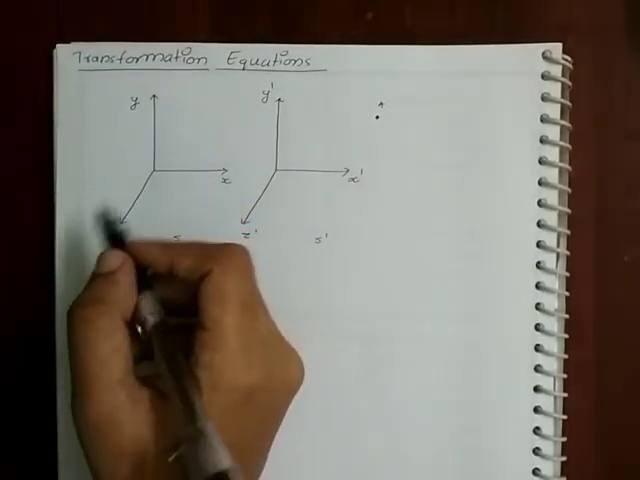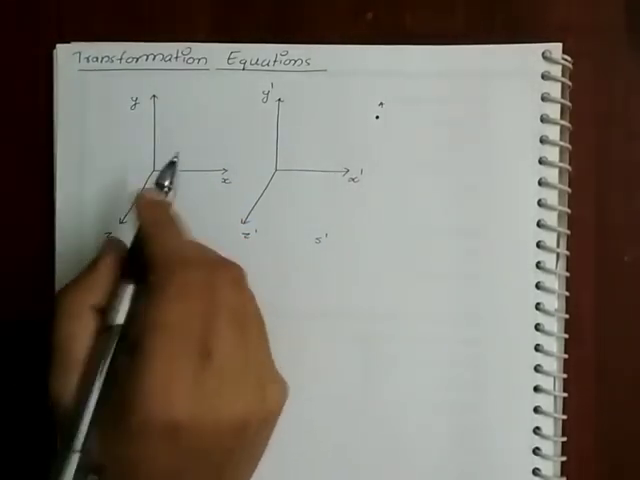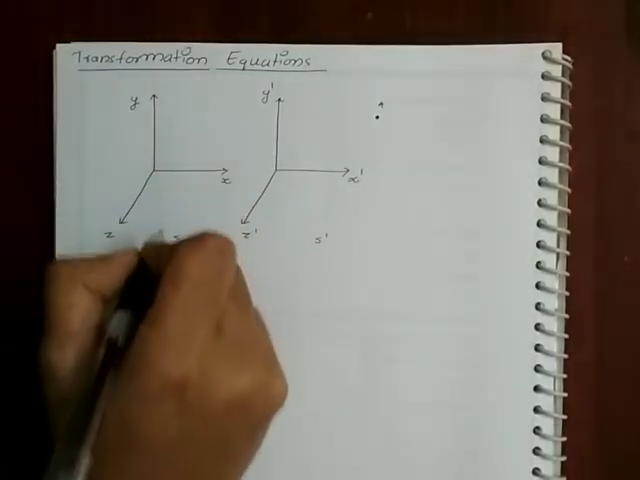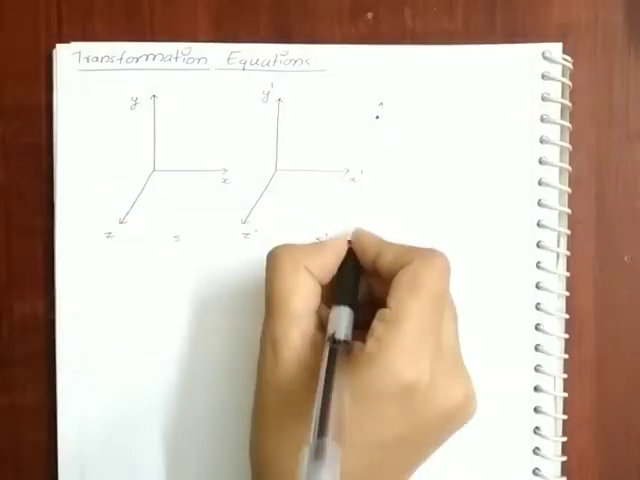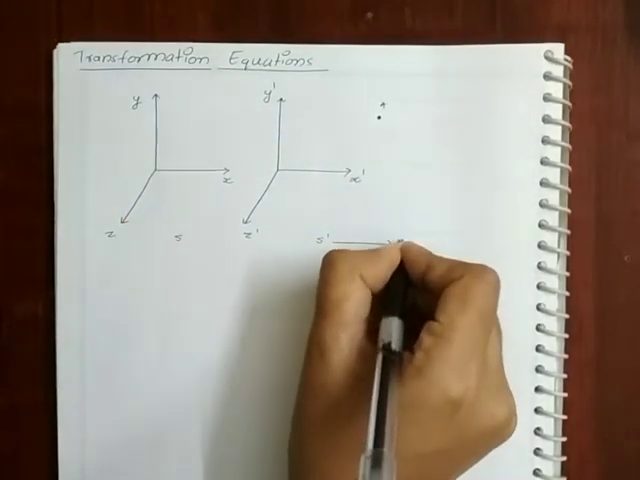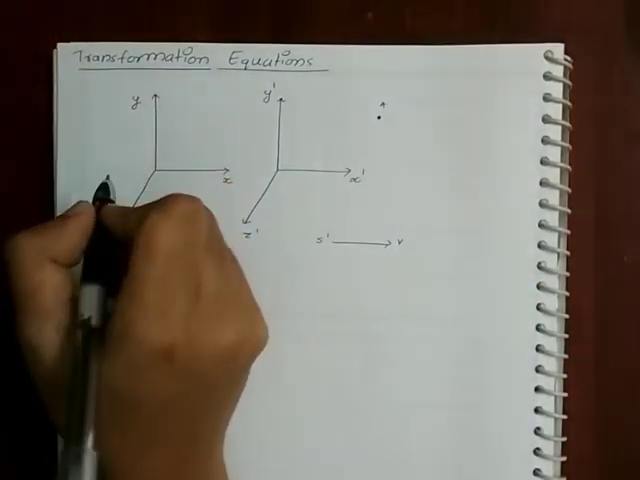We cannot represent it in the 3 dimension. So just imagine that. Now this is the frame S and this is the second frame S prime. Now S prime is moving with a velocity v with respect to the first frame.